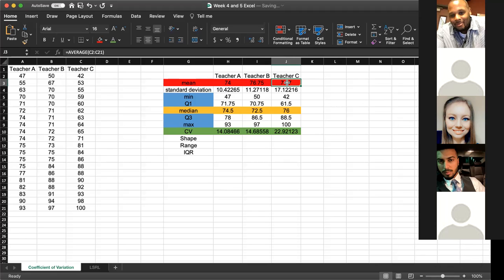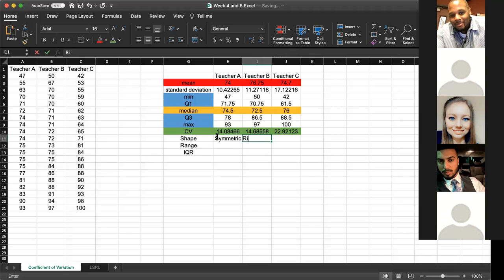Okay. So now the shapes. When we look at our shapes, compare the red to the gold, 74, 74 and a half, about the same. We're going to call that symmetric. 76.75. So the mean here is bigger than the median. When the mean is bigger than the median, what's that shape? Can anybody tell me? Right skewed.